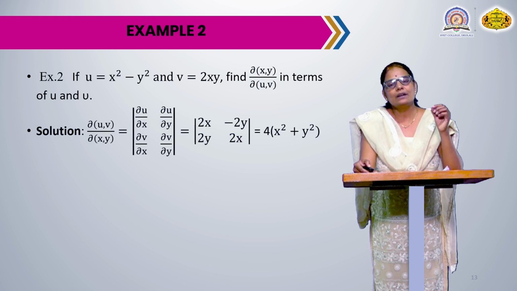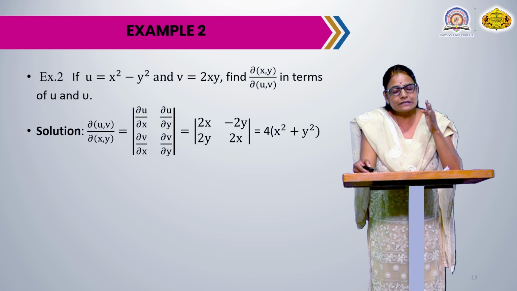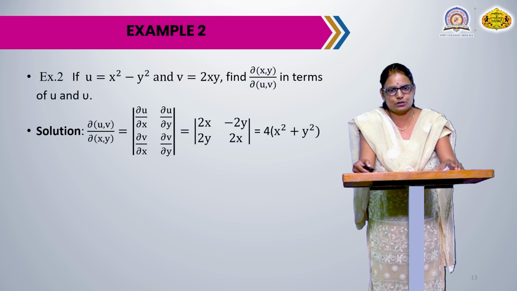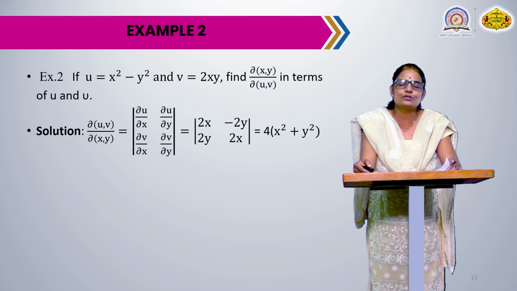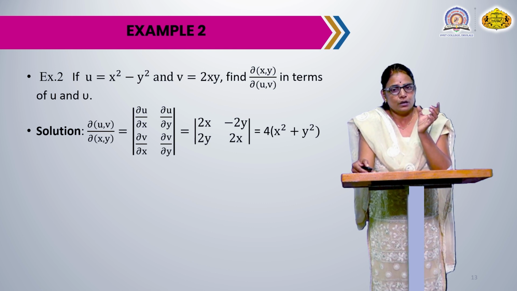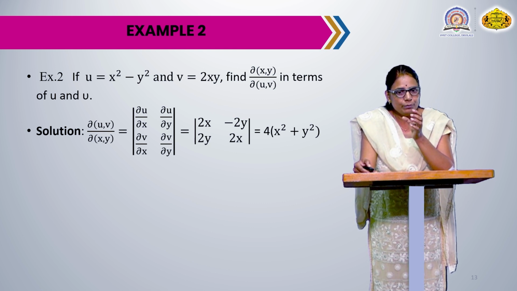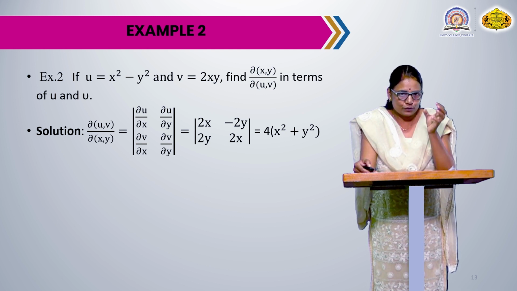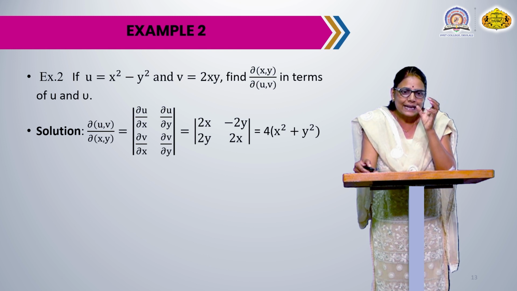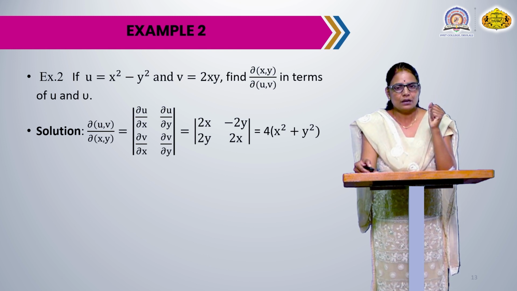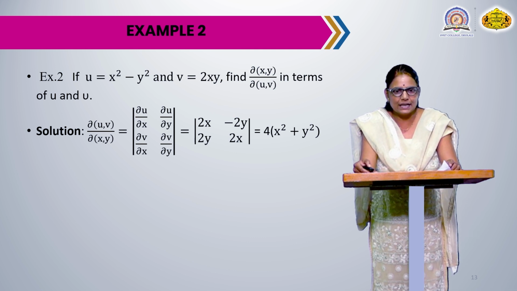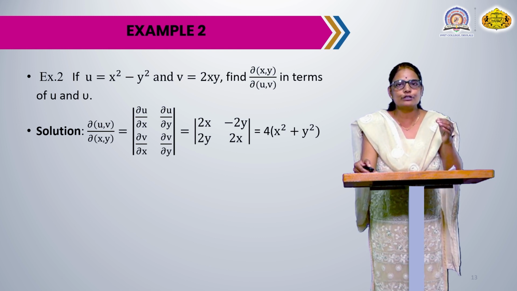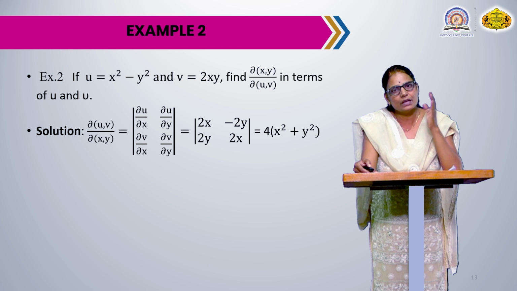One method is to first express x and y in terms of u and v by solving these two equations, u equals x square minus y square and v equals twice xy. To calculate ∂(x,y)/∂(u,v), we could express x and y in terms of u and v and then use the definition directly. But here we use another method. First we find ∂(u,v)/∂(x,y), because we are given u and v in terms of x and y.